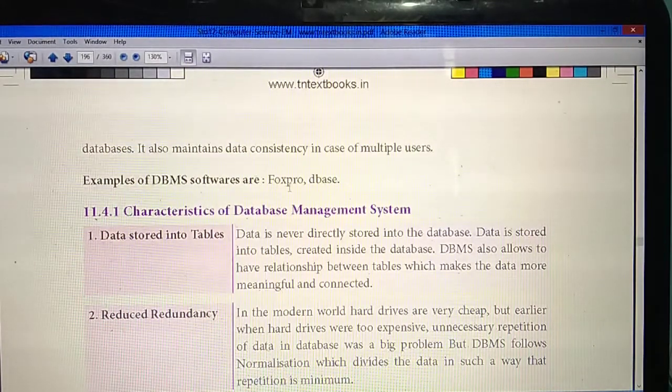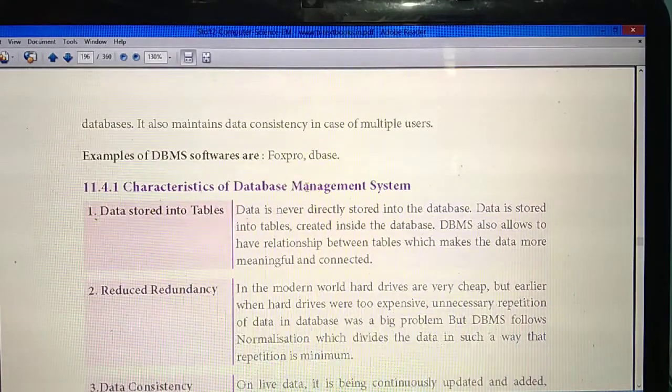Some examples of database software are given. What are the examples for DBMS software? FoxPro and dBase. This is important, one more question: examples of DBMS software. So what are the examples? FoxPro as well as dBase. Understand? Yes.